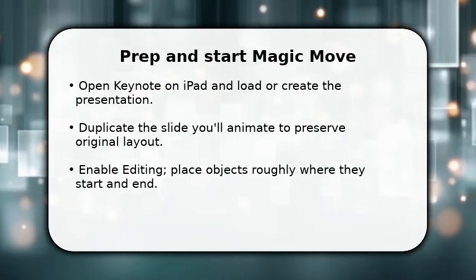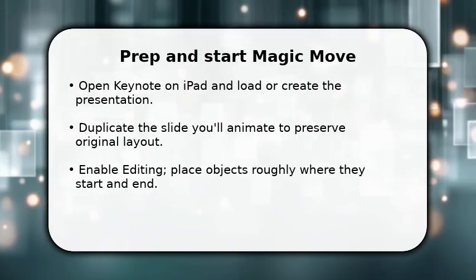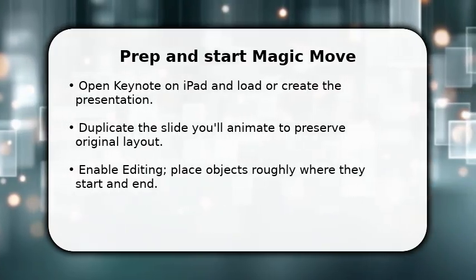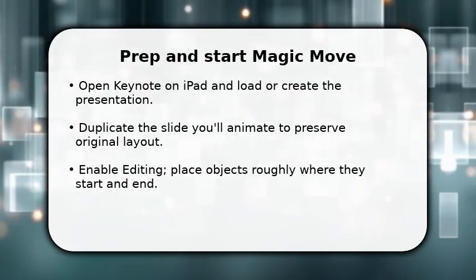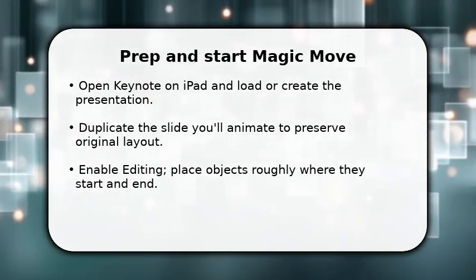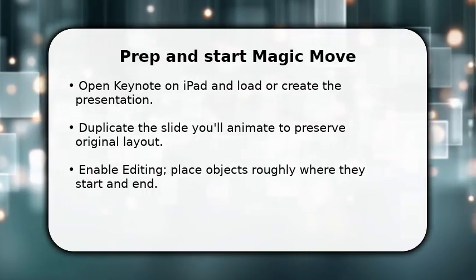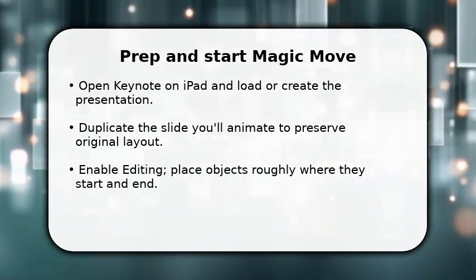You start by preparing 2 slides that show the start and end positions of the same objects. Duplicate the slide so you have an exact copy to modify. On the first slide, position objects where they begin. On the duplicated slide, move or resize those objects to their final states.